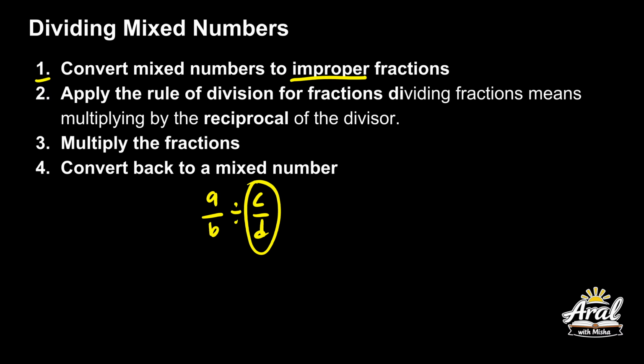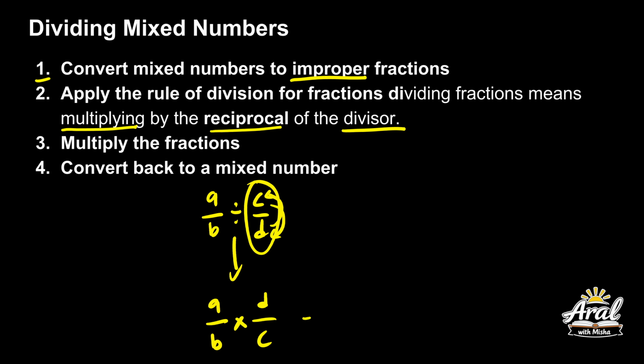Ibig sabihin yan, A over B divided by C over D, magiging inverse operation to, magiging multiplication. So, A over B, multiply na siya, okay? Multiply by the reciprocal of the divisor. Ito yung divisor mo, C over D. Reciprocal yan is 1 divided by C over D, or baliktarin mo lang yan, D over C. Okay? So, then, step 3, multiply the fractions, AD over BC. Then, simplify. Okay? After simplifying, if improper, convert it back to a mixed number. Okay? Ganun lang kasimple.